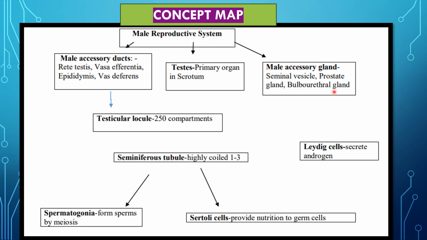bulbourethral gland. Yes, and in the testis, you find the testicular lobules, which has got 250 compartments in each testis, which possess seminiferous tubules, one to three, and the seminiferous tubules produce sperms, that is, the spermatogonia forms sperms by meiosis, and they also have Sertoli cells which provide nutrition, and the Leydig cells secrete androgen, a hormone called testosterone, that helps in producing secondary sexual characters in male.